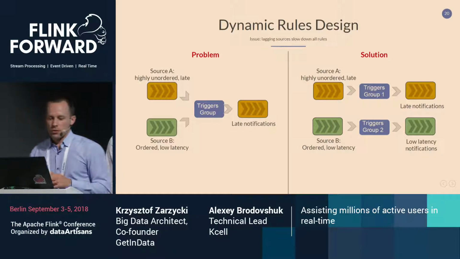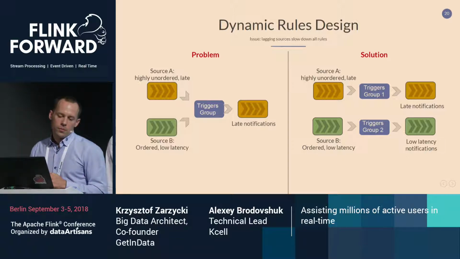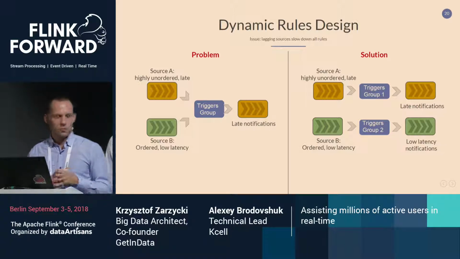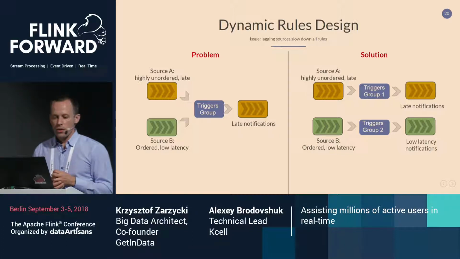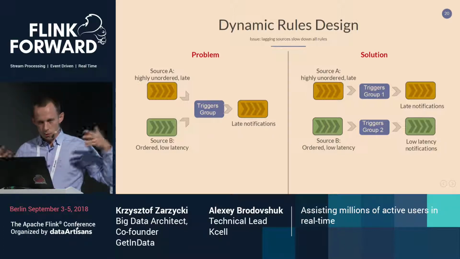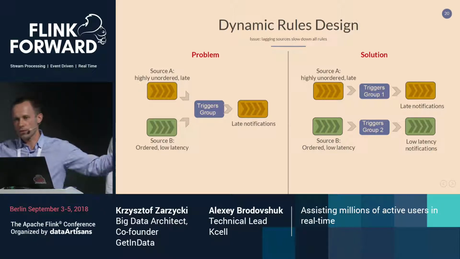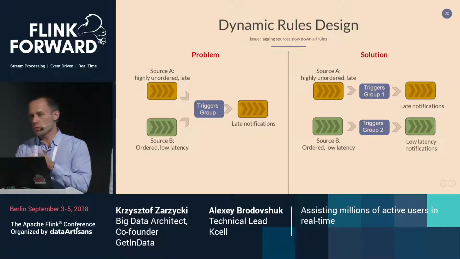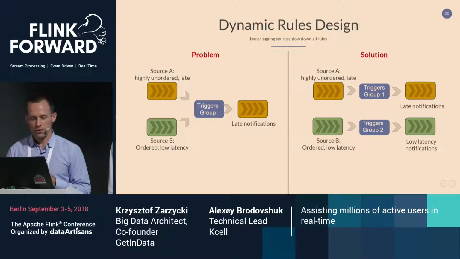I mentioned shared watermarks. So the problem is that when there is one source which is highly unordered or late, we had such an issue, it was like 7 or 8 minutes late, and it was one of the sources of a trigger group. All the notifications had to wait that much time until watermarks progressed. Because the sources were unioned, the watermarks were unioned as well. The minimum of the watermarks was the watermark of the whole data.